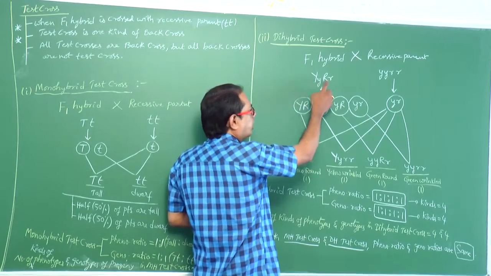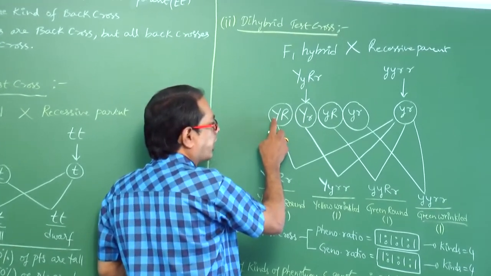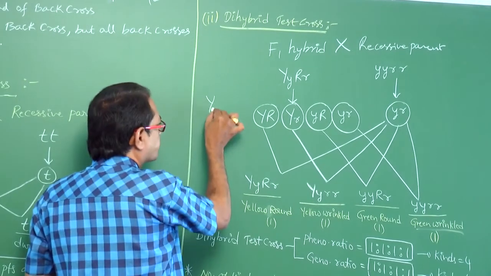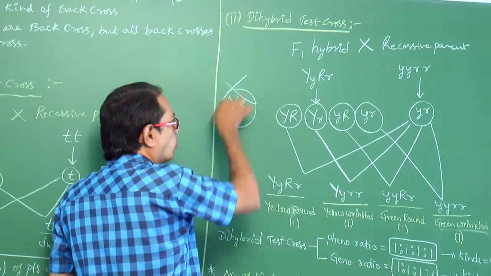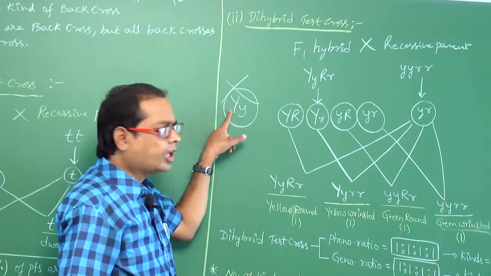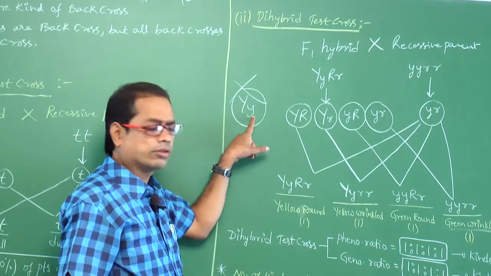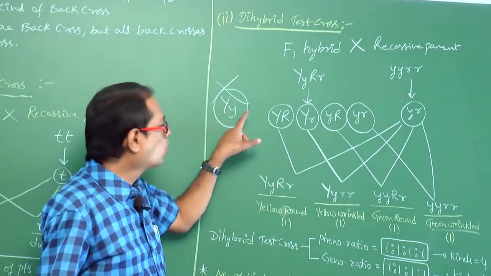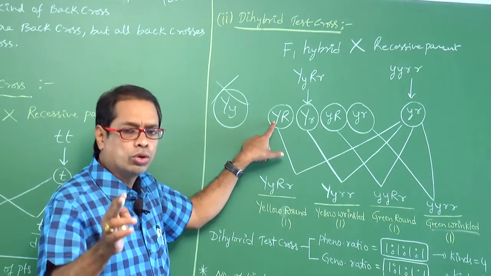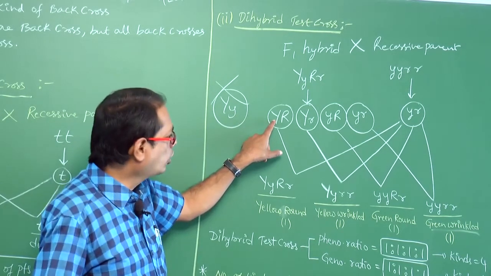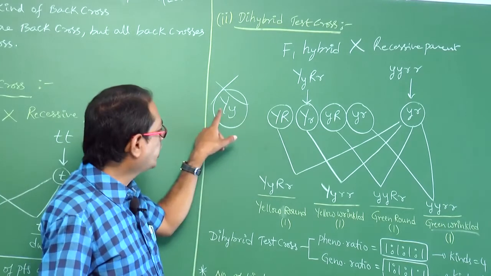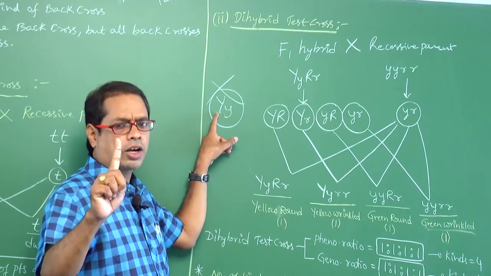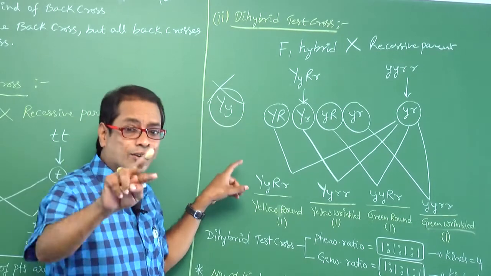See, capital Y, capital R, capital Y, small r. Why do we have to take it this way? Do not take it like the other way. Why? Because capital Y and small y, yellow and green, are two alleles of the same gene. Don't take them together. One gamete will possess two types of characters, yellow, round. Here this yellow, green together comes under one character only.